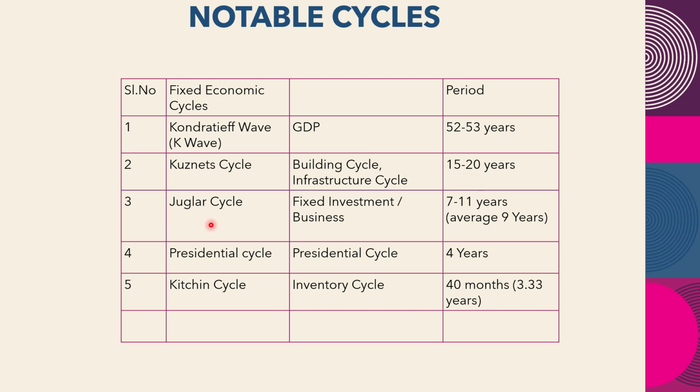The next one is the Juglar cycle. This is for fixed investment or business, and is also called the business cycle. This is normally 7 to 11 years, the average being 9 years. The presidential cycle, you are pretty much aware of. Every 4 years we can see this cycle. Next is the Kitchin cycle, which is the inventory cycle. This is 40 months, approximately 3.33 years.